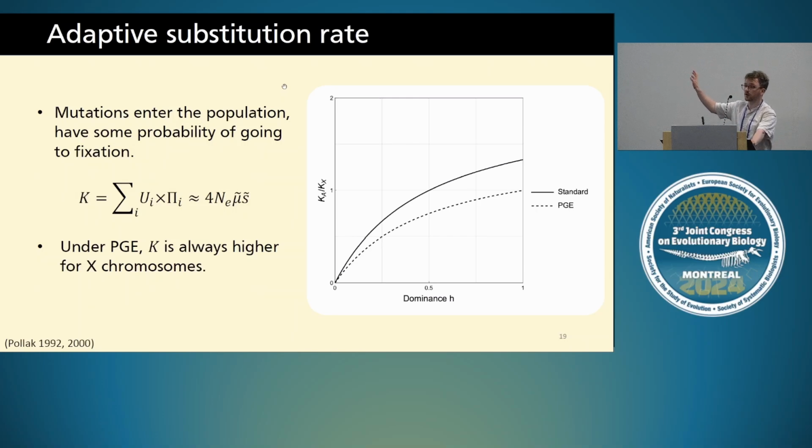That's what we can see on our right-hand side here. Regardless of the degree of dominance, our dotted line here is always going to be less than 1. We'd always expect a faster adaptive substitution rate on our X chromosomes than our autosomes under PGE. And that's not like the standard system, where normally we only get this effect when mutations are on average recessive, and when mutations are on average dominant, the autosomes are expected to adapt faster.